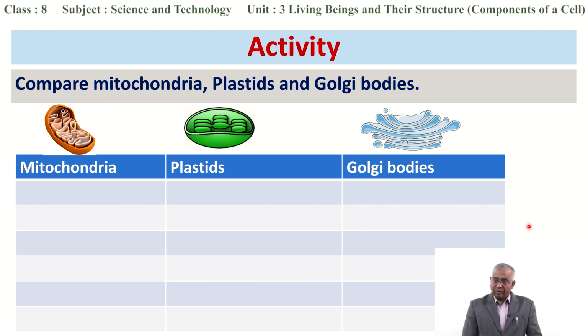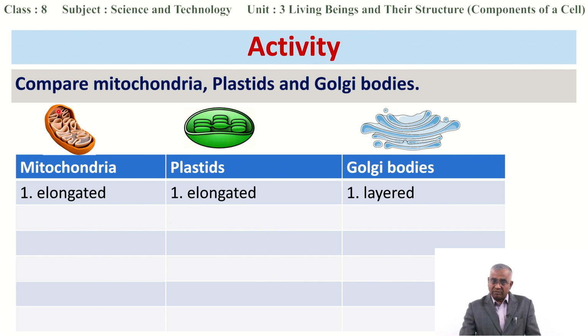So now you have to compare your work with these points. Have you written that mitochondria is elongated in shape? You can say elongated shape, here elongated shape, but it is layered. A number of plate-like structures are seen joined together. Yes, so that is the first point. If it is not written, you have to add it now.